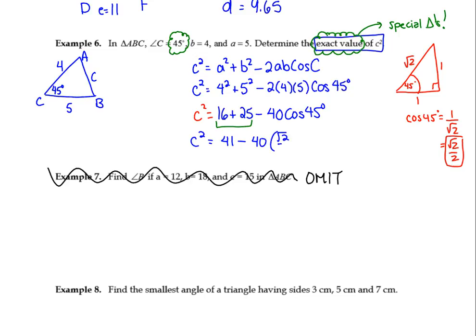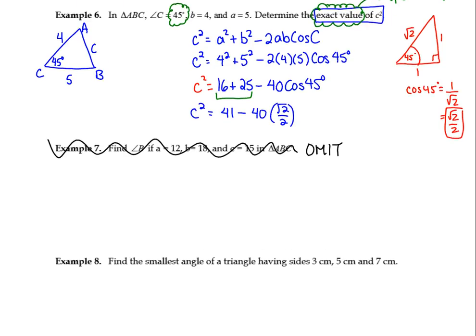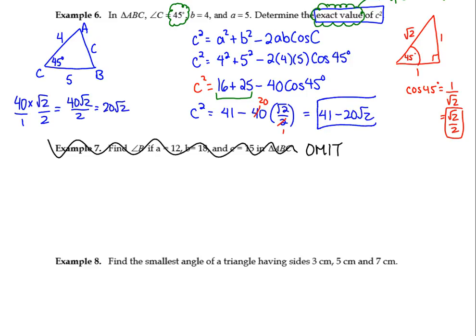Root 2 over 2. One, which we're almost done. We can simplify this. How can we simplify this? What's 40 times root 2 over 2, without using our calculators, because that would be a decimal. What can we simplify, right? That 40 is the same thing as 40 over 1, so we can write that as 40 root 2 over 2, or 20 root 2. The 40 divided by 2 simplifies to a 20. So here, it's like we're reducing this to 20 and 1. We can divide those. And so our final answer would be 41 minus 20 root 2 is the exact value of c squared.